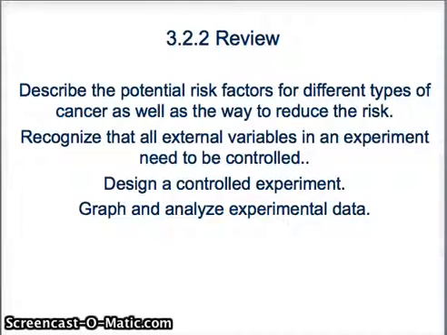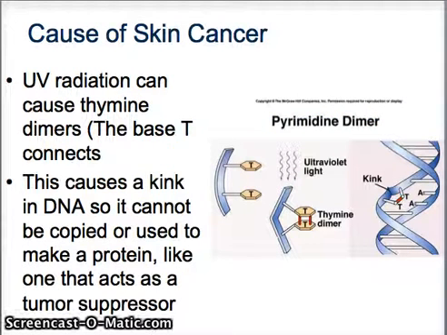So, with cancer, the skin cancer is caused by UV radiation causing thymine dimers. Remember, there's thymines and adenines. The thymines is just a T. And what it does is it causes this little kink in the DNA. So right here, when the UV causes these dimers here, it causes this little kink in the DNA, and then DNA can't be copied or used to make a protein. In the yeast, it can't be copied, and the yeast die.